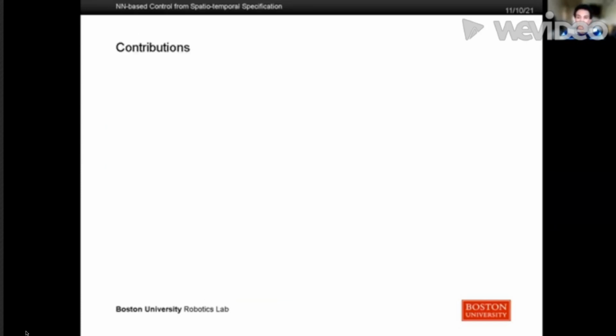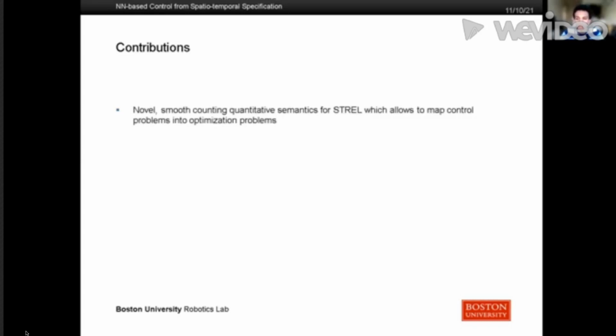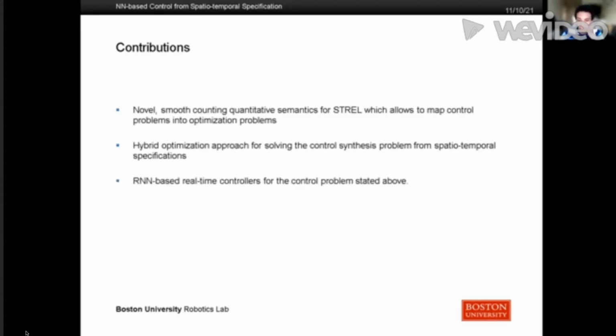The main contributions can be summarized as follows. First, we propose novel, smooth, quantitative semantics for STREL. Second, we propose a hybrid optimization approach for solving the control synthesis problem for multi-agent networked systems from spatio-temporal specifications, given as STREL formulas. While hybrid algorithms have been used before, to the best of our knowledge, this is the first time they have been employed for control synthesis. Last, we provide fast recurrent neural network-based real-time controllers.